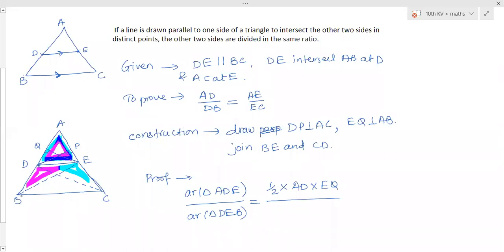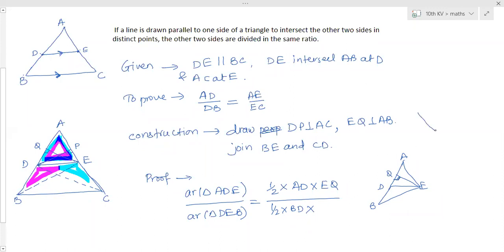In triangle DEB, what is the base? Now it looks like this. This is E, this is Q, this is A, this is D, and this is B. For triangle DEB, what is the base? BD is the base, yes, right? And what is the height? EQ will be the height. The base is AB fully, DB is only extended.